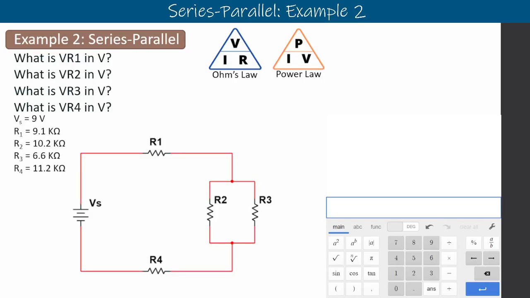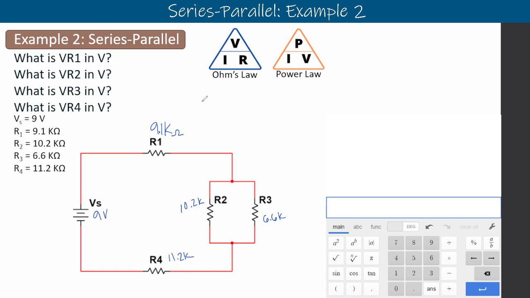Hello and welcome. In this video, we are asked to solve for the voltage drops across each of our resistors, and this is a series parallel example again. And so we are given the 9-volt source, 9.1 kilo ohms for our R1 value, 10.2 for the R2 in kilo ohms also, 6.6 for the R3 in kilo ohms, and 11.2 kilo ohms for R4.